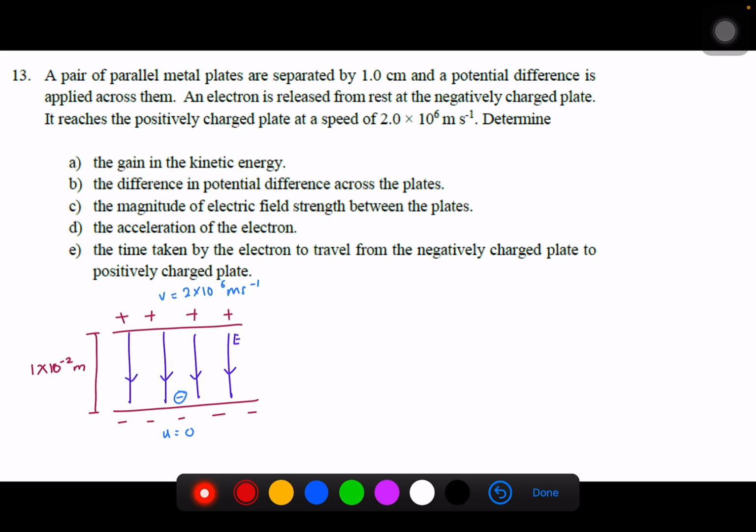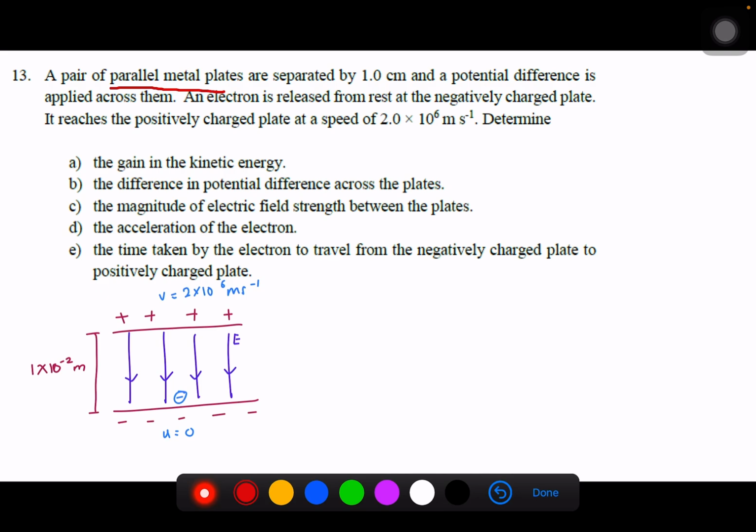a pair of parallel plates. So you have to draw the metal plates first. Okay. A pair of parallel plates. You draw the metal plates that I drew just now. Okay. Separated by 1 cm. So that one would be the distance between the two plates, the d, and a potential difference is applied across them. An electron is released from rest.